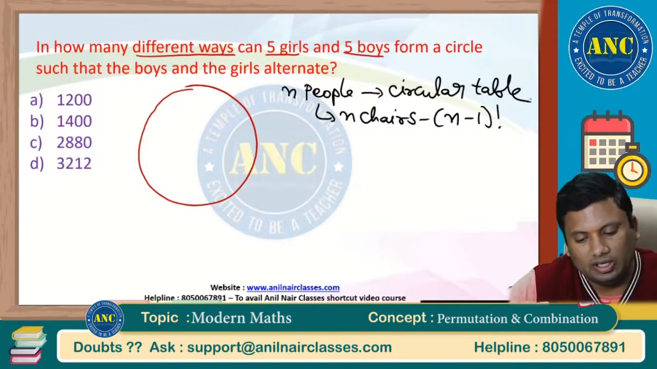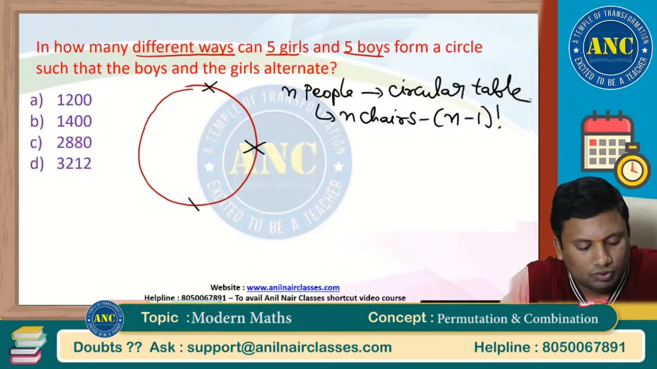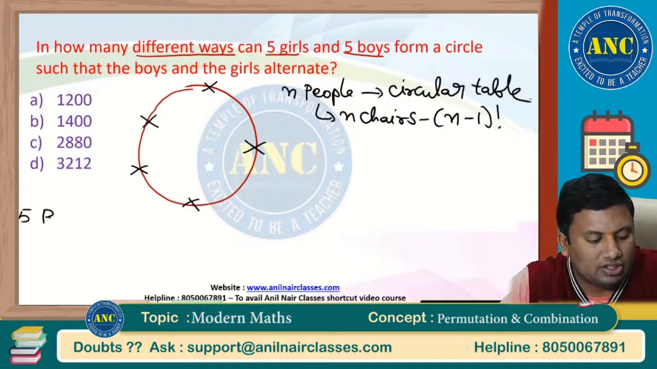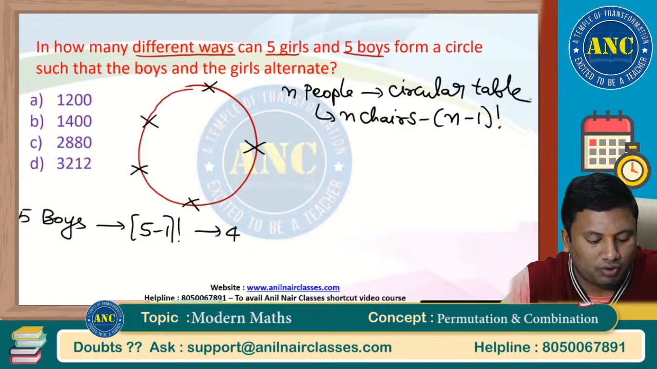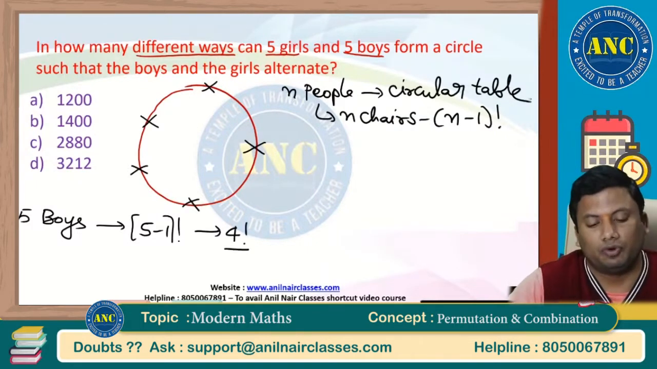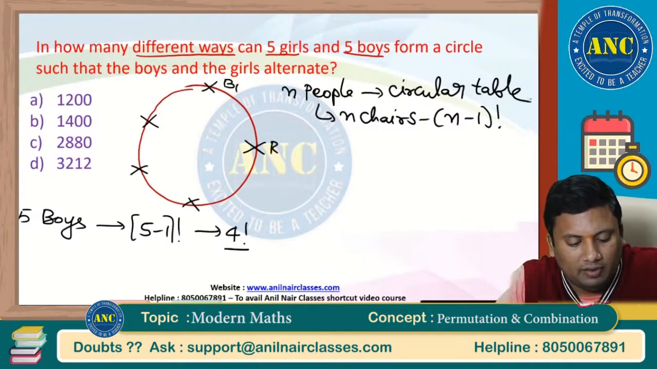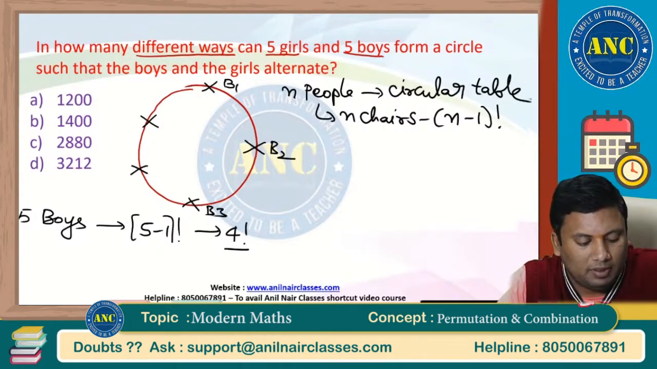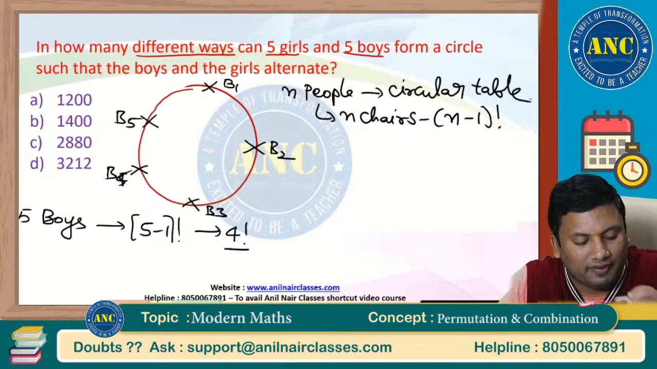So first I'll arrange the 5 boys: 1, 2, 3, 4, 5. 5 boys can be arranged in 5 minus 1 factorial, which is 4 factorial. So these are the boys which I am arranging: B1, B2, B3, B4, B5. 5 boys can be arranged in circular arrangement in 4 factorial.